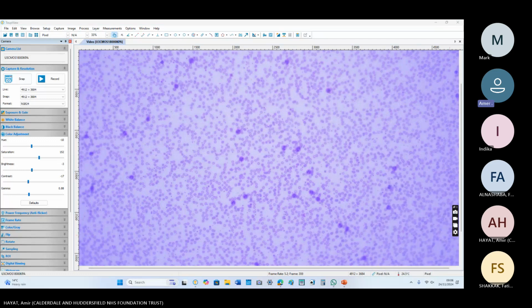Yeah, so this is the first case. In the last session, one of the candidates asked about the difference between septic picture and CML, but unfortunately, she is not there today.